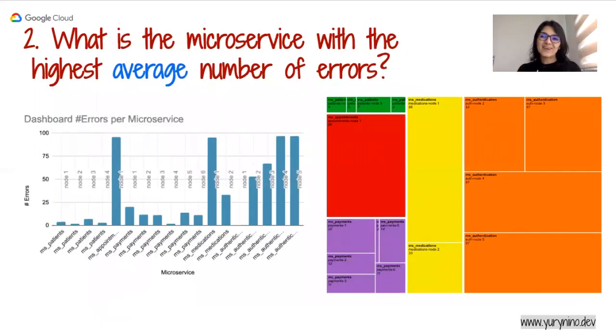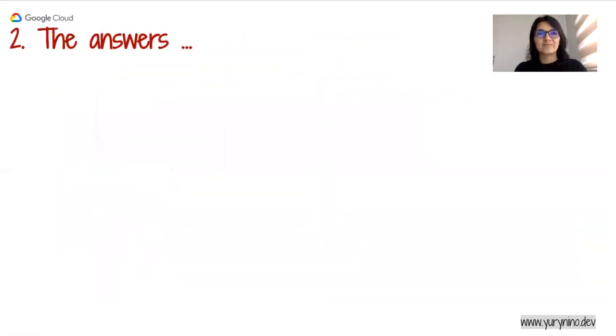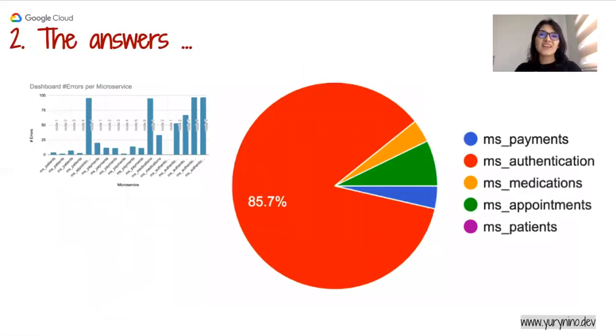About the error signals, the second golden signal, a classical bar chart and a tree map were used to ask the participants to calculate the average of errors for each microservice, as is illustrated here. If you calculate the average, you can see that the correct answer was microservice appointments. And although some participants didn't show it, many of them changed their answer when they used the visual metaphor. This figure illustrates what I am talking about, the correct answer, which was selected by just 38% of the participants.